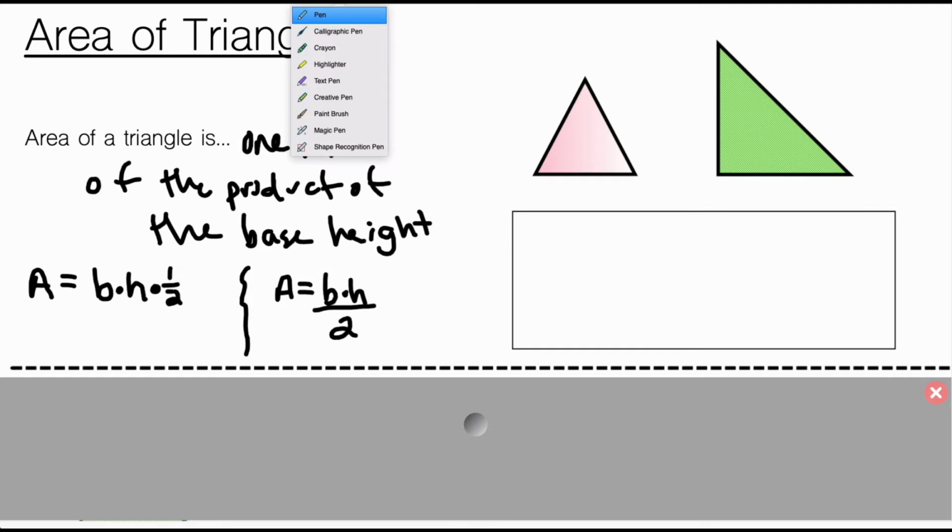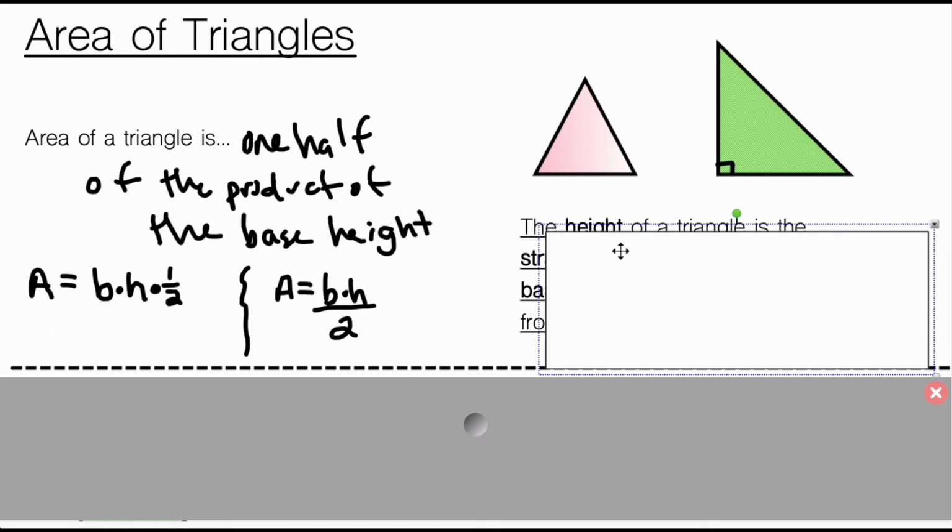But similar to yesterday, we also need to talk about what is the base and what is the height within a triangle. So I've got two triangles here that we're going to look at to determine what the base and the height is. The first triangle is this pinkish one, and the other is this greenish one. This is a right triangle. We know that because it's got a right angle formed right there.